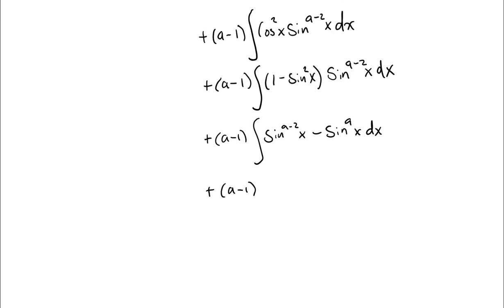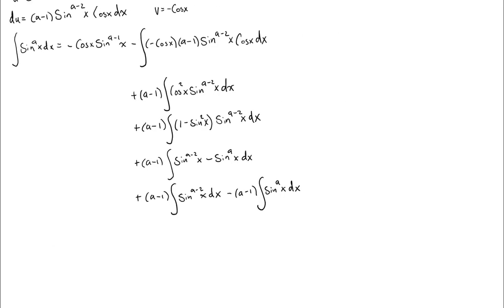Now, let's separate this into two integrals here. We get a minus 1 times the integral of sine to the a minus 2 of x dx, and then this will be minus a minus 1 times the integral of sine to the a of x dx. Now we see on the right hand side here we have an expression that has the integral of sine to the power of a of x, and on the left hand side up here we had the integral of sine to the power of a of x.